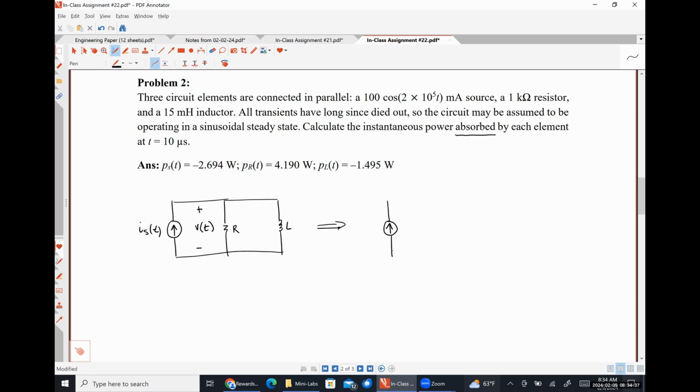So 100 angle 0 milliamps, which I'm going to choose to express as 0.1 angle 0 amps, so that I'm just working in base units. Okay. What is the impedance of my resistor going to be? 1 kilo ohm, because the resistor doesn't change, right?